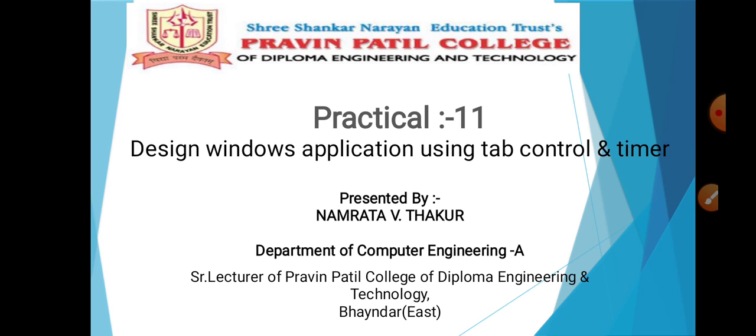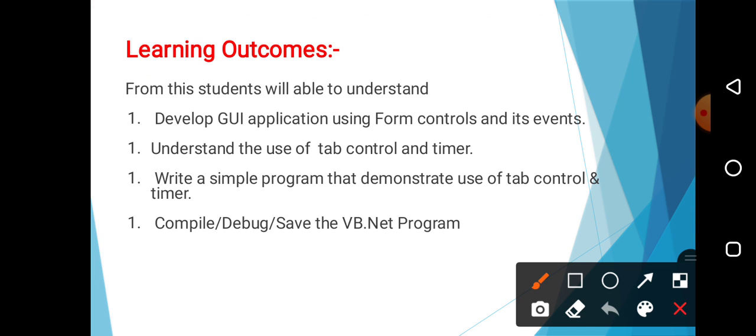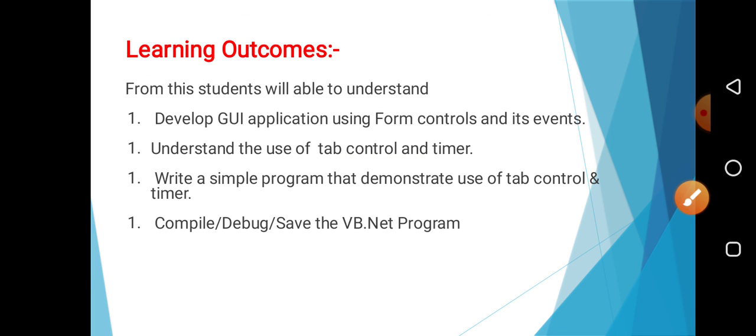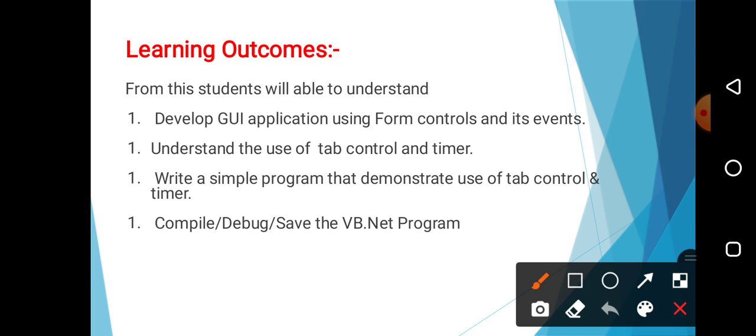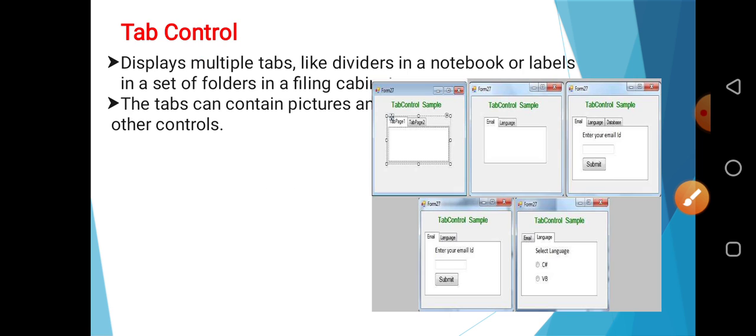Let's start practical number 11 of CAD. Your practical number 11 is designing a Windows application using tab control and a timer. From this entire video, you will be able to understand the use of tab control and timer, and you can easily write a simple program that demonstrates the tab control and the timer. So let's start the practical implementation of the same.